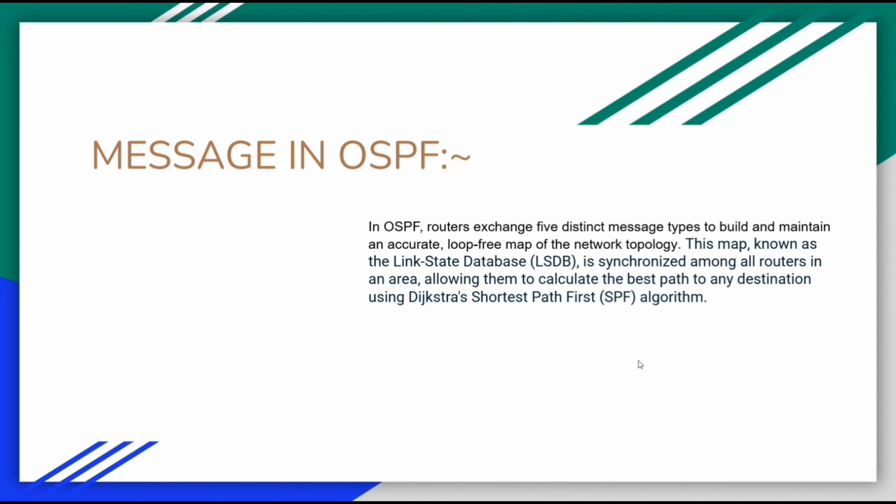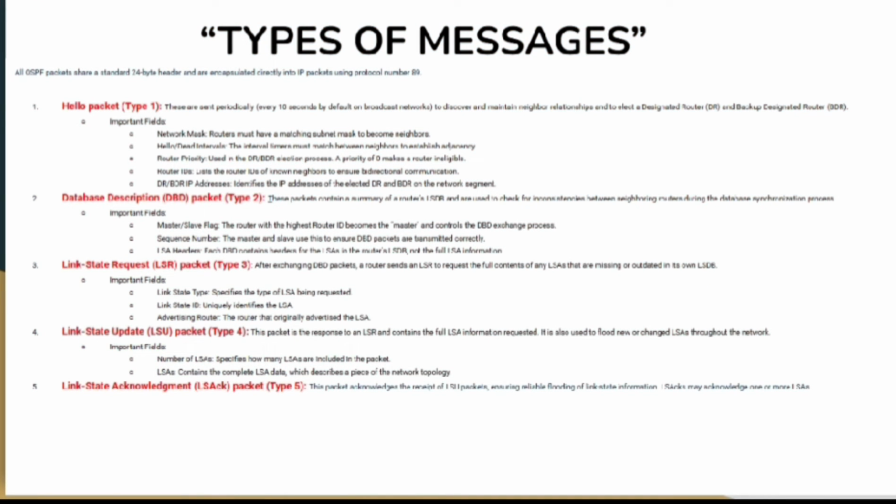Now, let's talk about messages in OSPF. In OSPF, routers exchange 5 distinct message types to build and maintain an accurate loop-free map of the network topology. This map, known as the Link State Database (LSDB), is synchronized among all routers in an area, allowing them to calculate the best path to any destination using the Dijkstra shortest path first (SPF) algorithm. Types of messages in OSPF. All OSPF packets share a standard 24-bit header and are encapsulated directly into IP packets using protocol number 89.